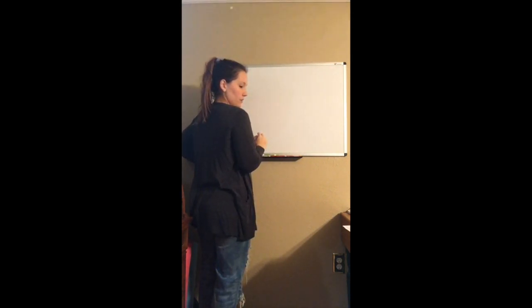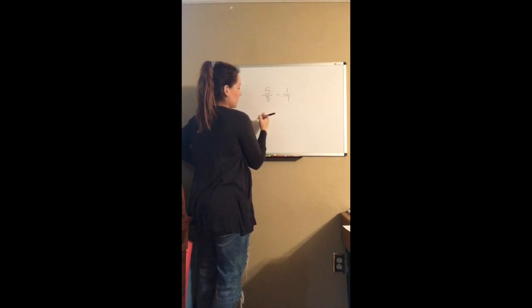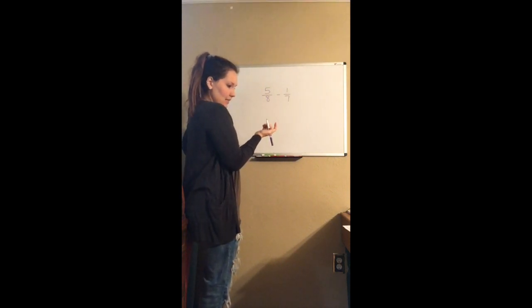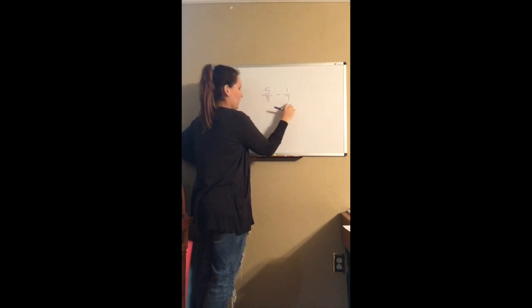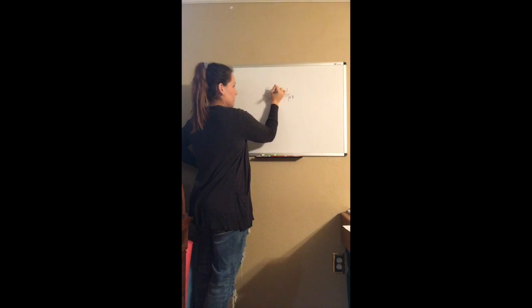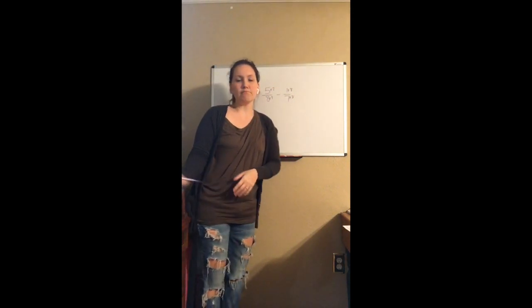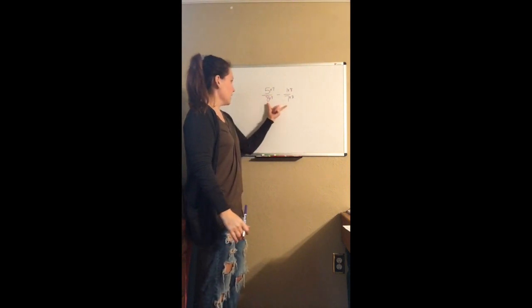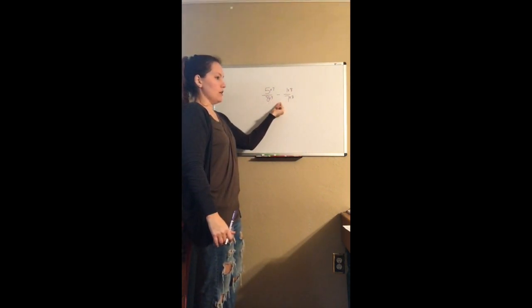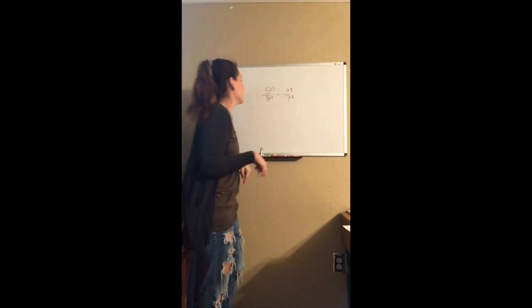We have 5/8 minus 1/7. Looking at these, I know the only way I'm going to get the same denominator is if I multiply by the opposite denominator. So this side is going to be times 7. This side is going to be times 8. And again, looking at these two, since they're only one number apart, I know that's the only way I'm going to get them to be even.